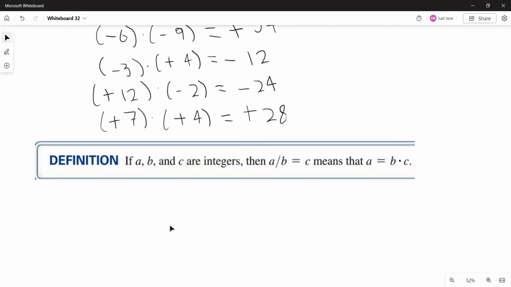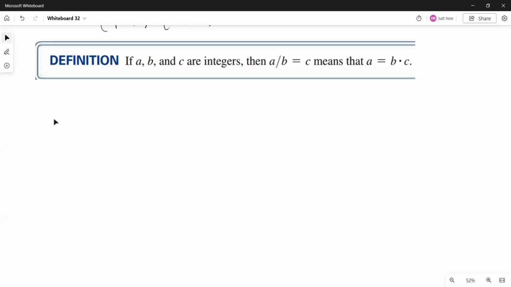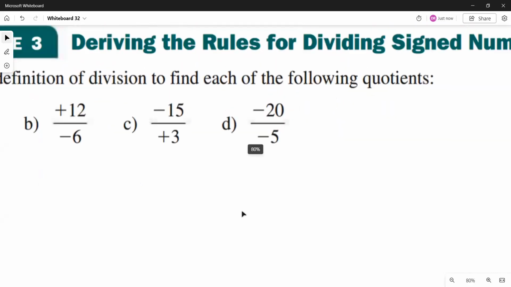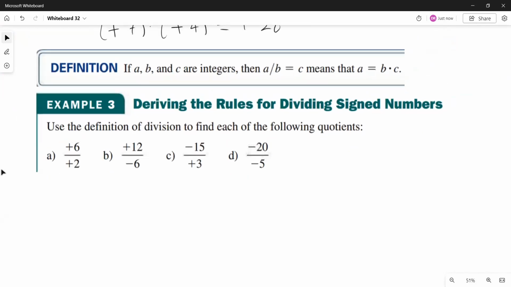Okay, let's suppose for a moment that we don't know the division rules. So using only the definition of division, find each of the following quotients. So let's suppose that we haven't learned how to divide. On this one, I'm pretty sure that you already know the answers.